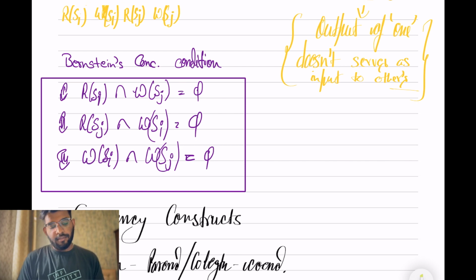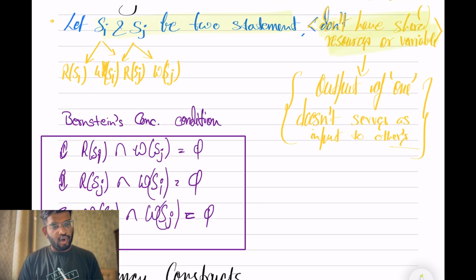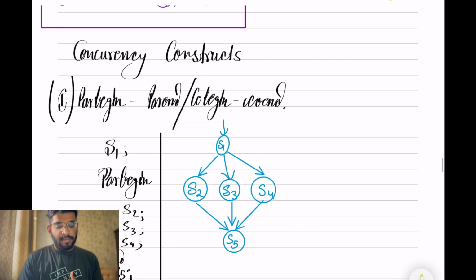Let S1 and S2 be two statements that do not have a shared resource or variable, then the output of one does not serve as input to the other. This is Bernstein's condition.